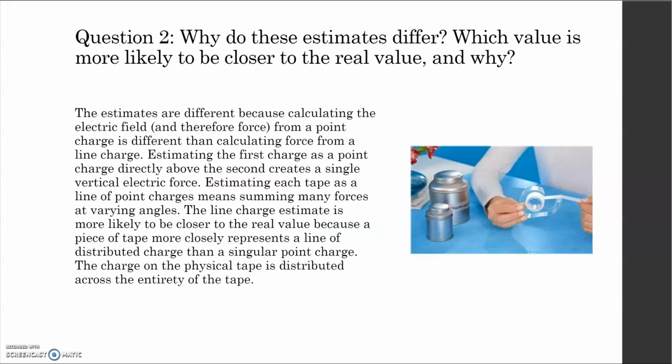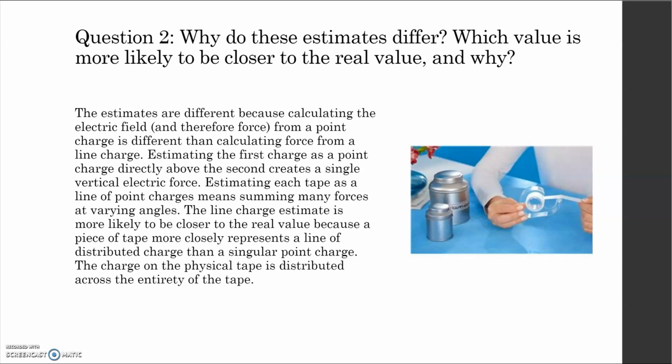Question 2 asks us why these estimates differ and which value is more likely to be closer to the real value, and why. These estimates are different because calculating the electric field and therefore force from a point charge is different than calculating the force from a line charge. Estimating the first charge as a point charge directly above the second creates a single vertical electric force. Estimating each tape as a line of point charges means summing many forces at varying angles.